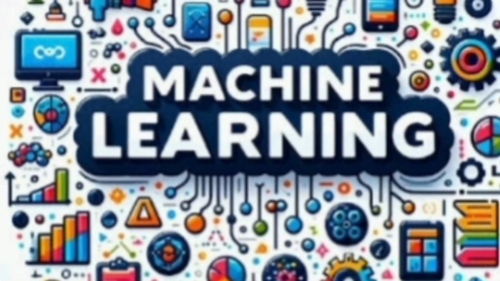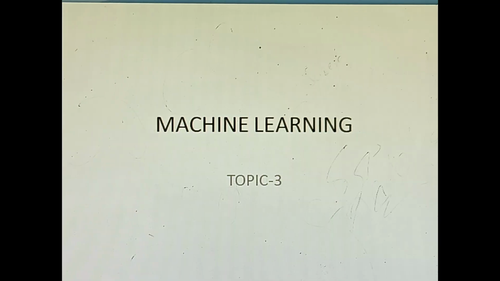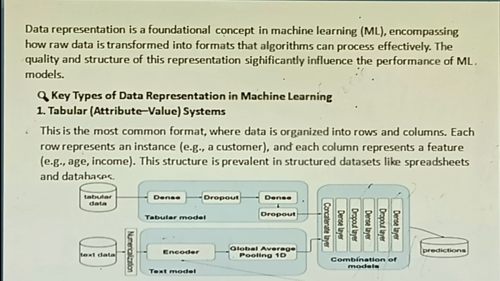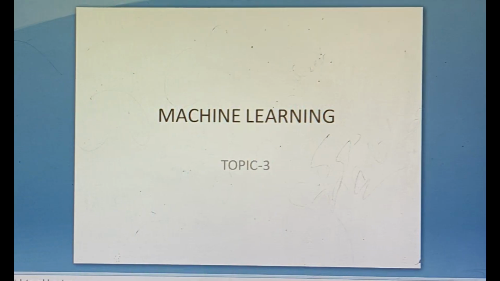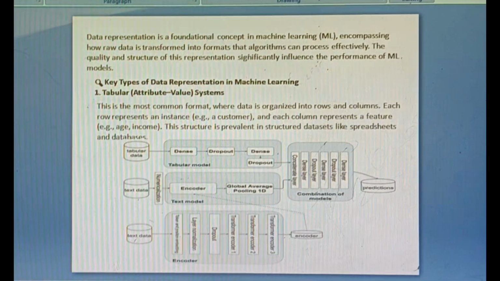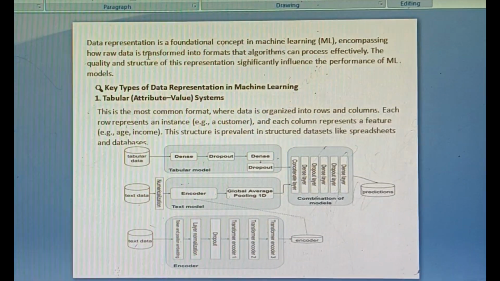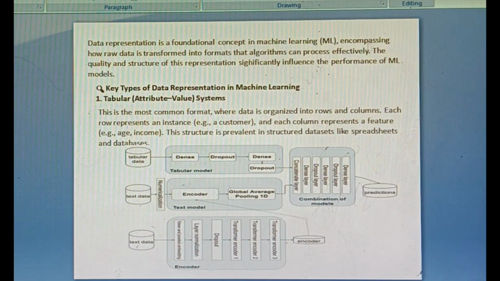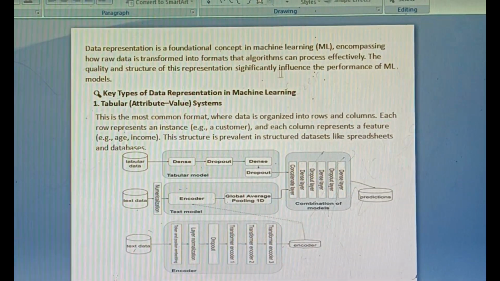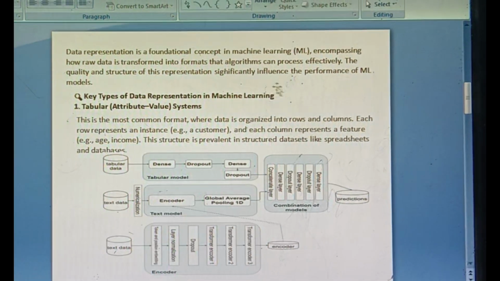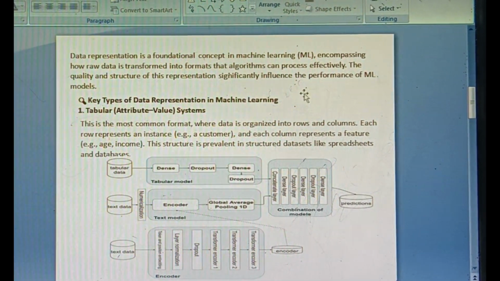Chalo guys, let's start today's topic 3 in machine learning, that is data representation. Data representation is a fundamental concept in machine learning. It encompasses how raw data is transformed into formats that algorithms can process efficiently. The quality and structure of these representations significantly influence the performance of ML models. In ML, data is the main thing, and the fundamental concept of machine learning is data representation.